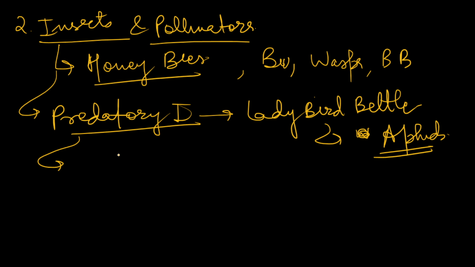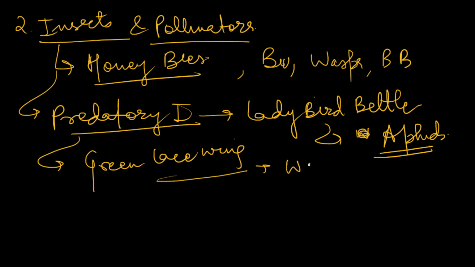There is also the green lacewing. It also targets white flies and thrips, which can act as pests in horticultural crops. So this is how you can write about insects and pollinators.